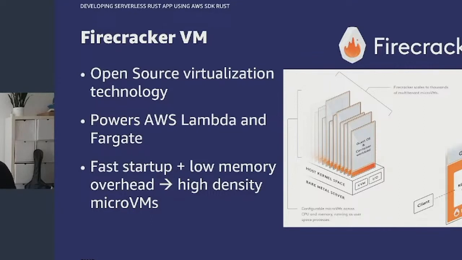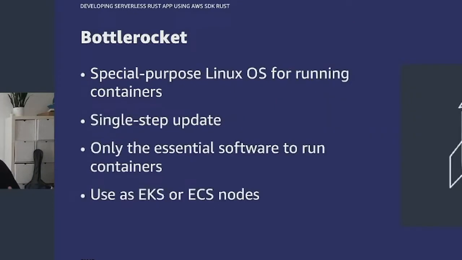So it's open source and it gives you really fast startup times and very low memory overhead. So you can pack many more micro VMs onto a server. So when you write your Lambda functions with Rust, under the hood it also runs Rust, and your application code also runs Rust. We also have BottleRocket, which is a special purpose Linux operating system for running containers. It's also built with Rust.